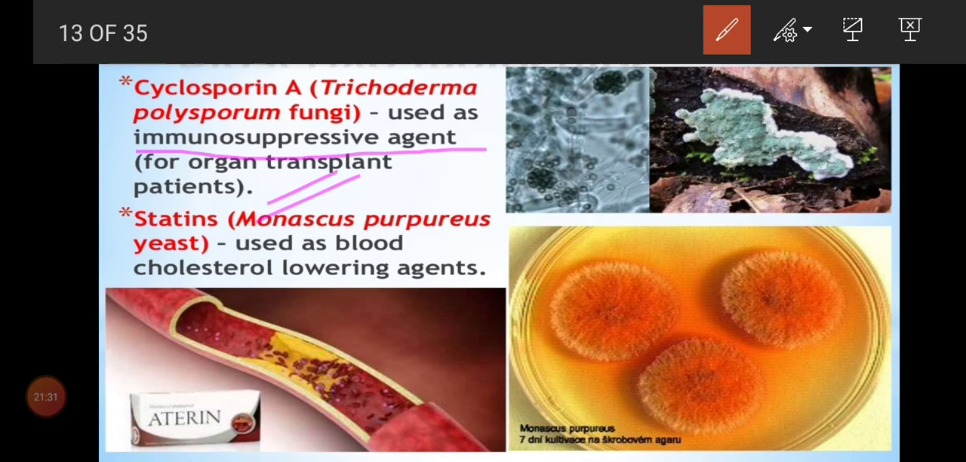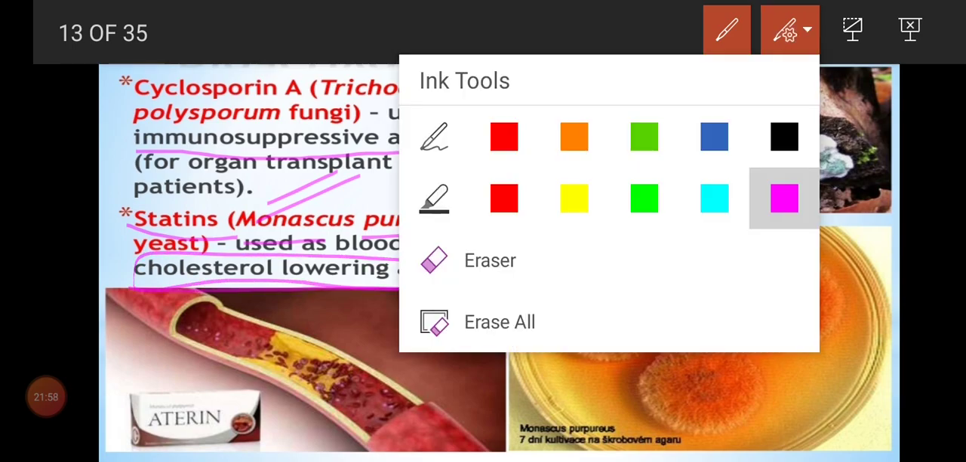So what you want to remember here is that immunosuppressive agent means we are suppressing our immunity power by introducing something like cyclosporine A, which we are getting from the microbe. So microbes are very, very important. And the second one is statin. Statin comes from the yeast Monascus purpureus. From that we are getting statin, and it is again a very important biomolecule, helping to reduce the cholesterol in your blood.